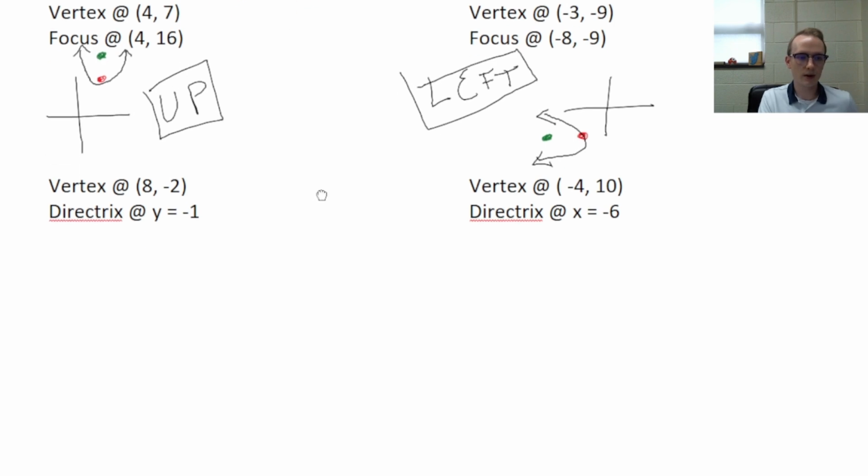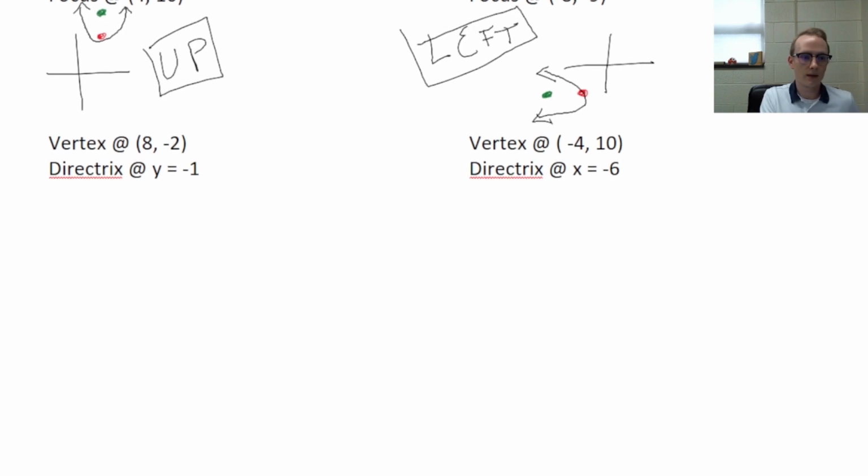Our next example here, we've got a vertex at (8, -2) and a directrix at y equals -1. So here are our axes. Our vertex at (8, -2) is somewhere over here. Now they give us the directrix. Remember, the directrix is a line, not just a point. The line y equals -1 is going to be a horizontal line. It's kind of confusing because the x-axis is the horizontal line, but the line y equals something is also a horizontal line.